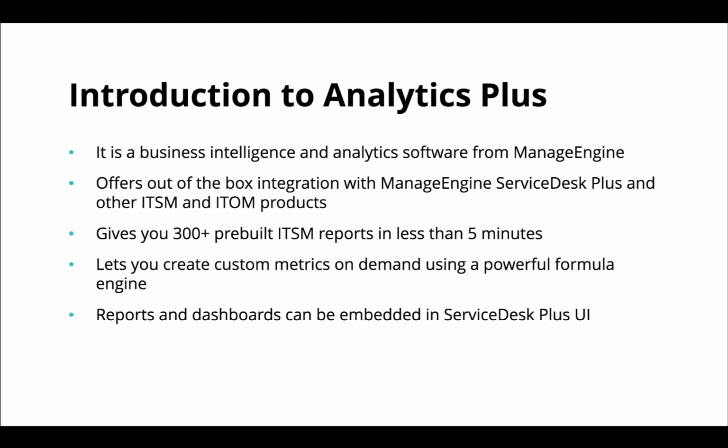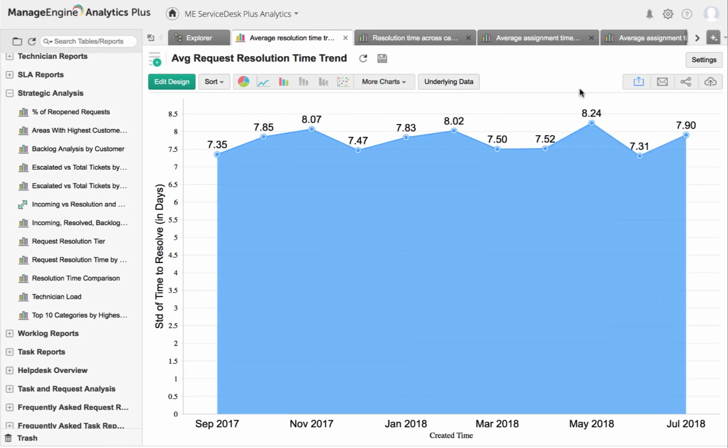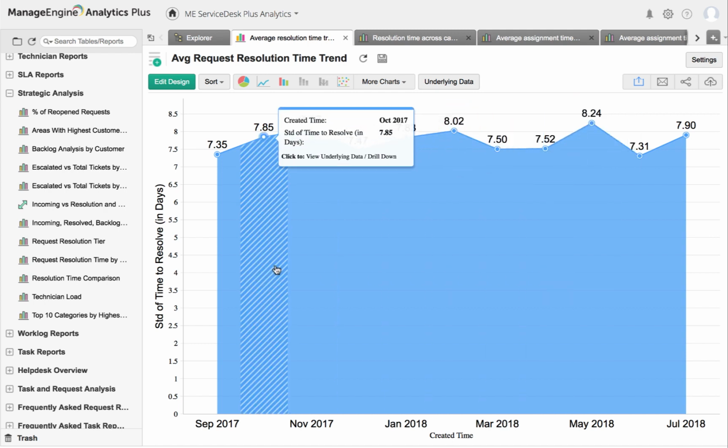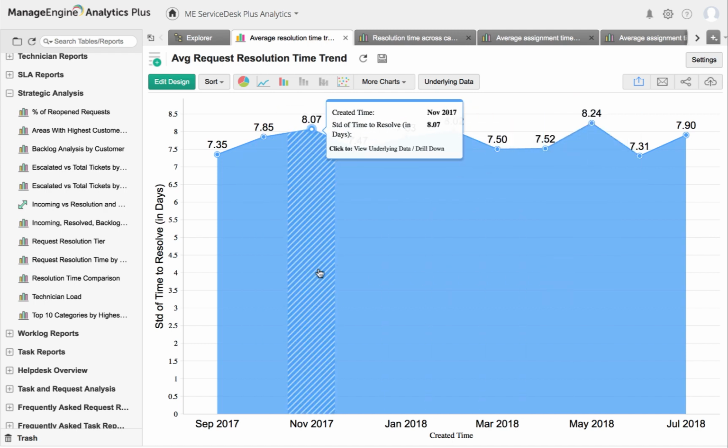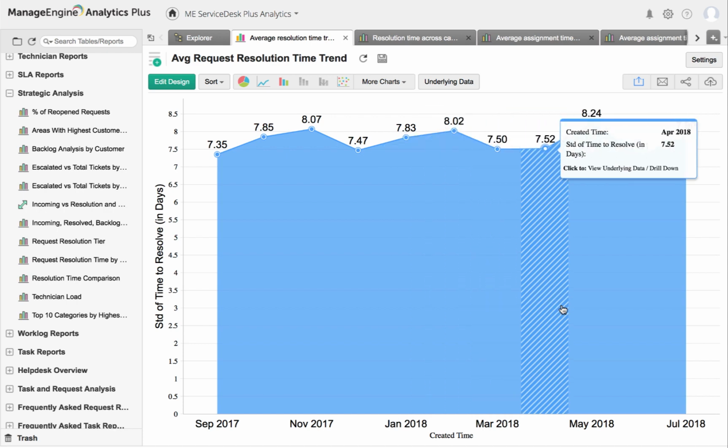So coming back to our steps to implement continuous service improvement. Like I mentioned, the second step is to check the current status of your resolution times. A simple report like this gives you a trend of resolution times over a period of the past few months. So in my case, it looks like my resolution time is somewhere between 7 and 9 days.